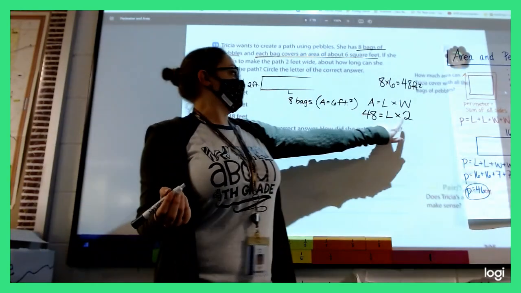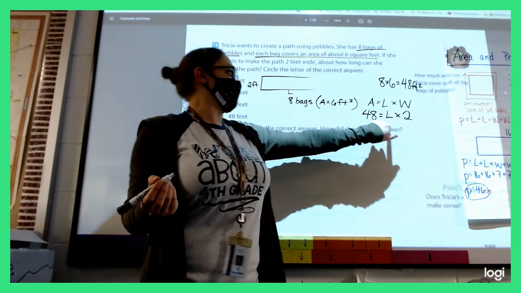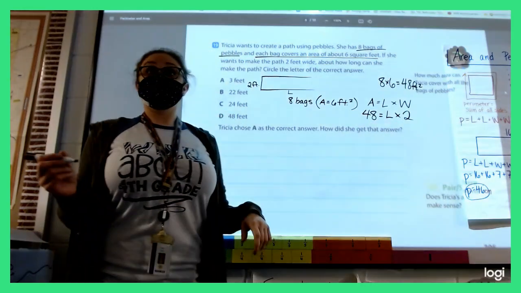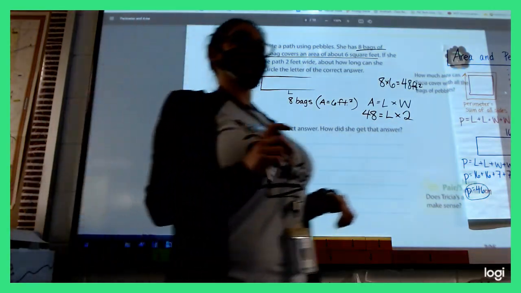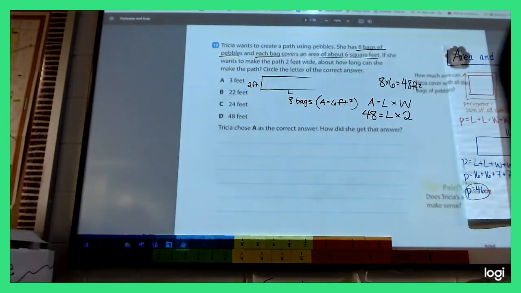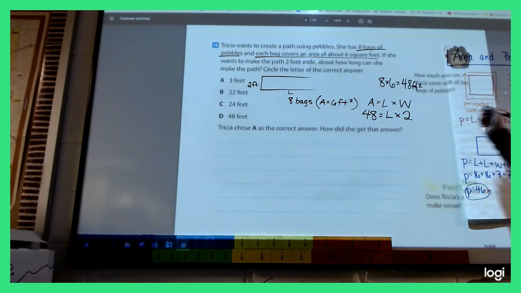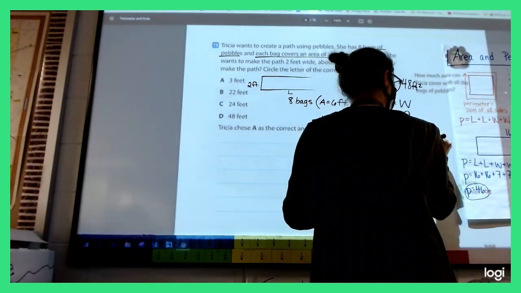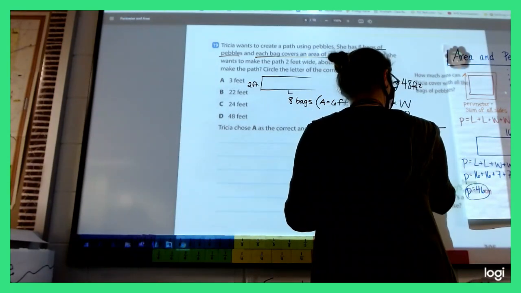48 divided by 2 equals L, or 2 times what is 48? Abby? What if it seems too hard like this? Do we have a strategy for dividing long numbers? Hayden? Can we do long box division? Yeah, if you need to. So 48 divided by 2. This will be a good review anyway.